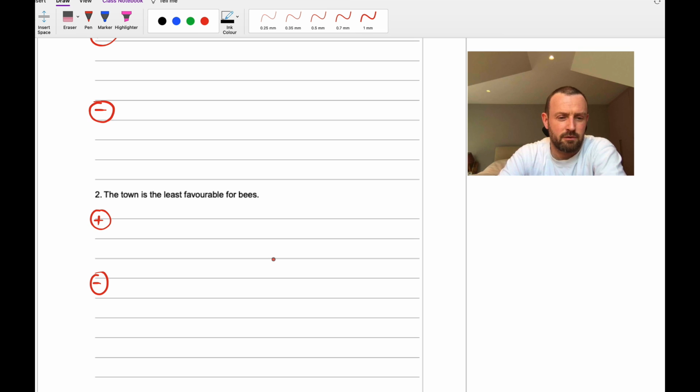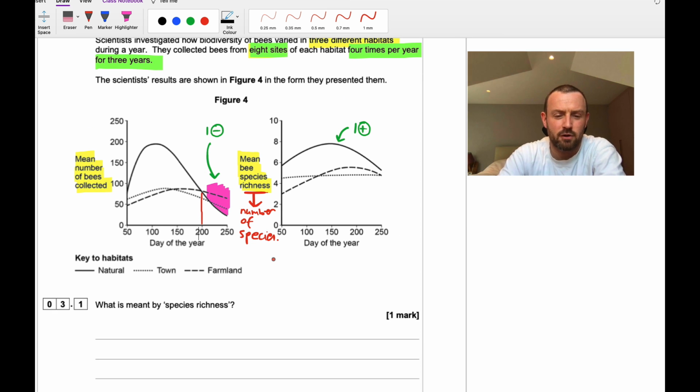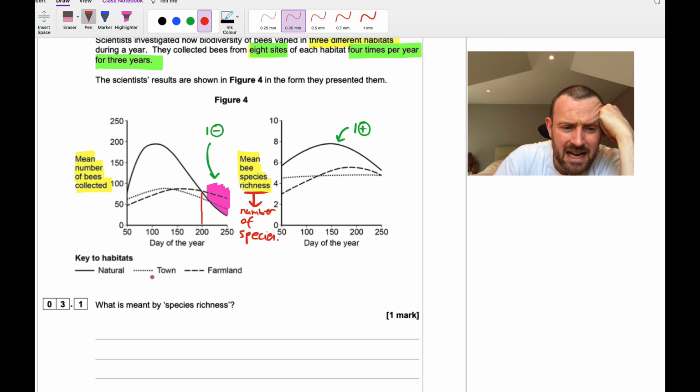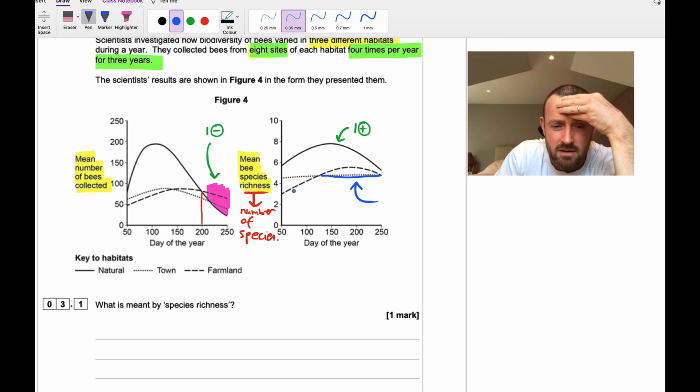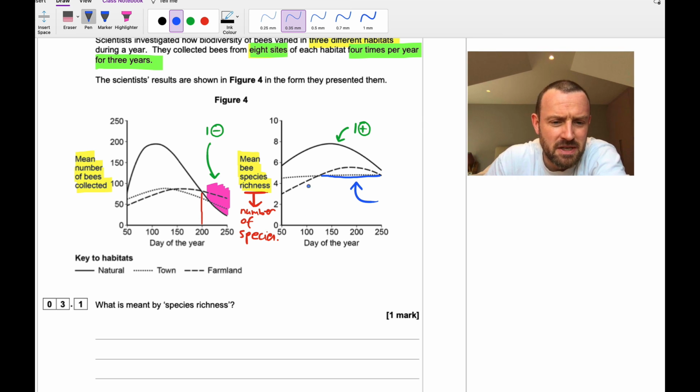The town is least favourable for the bees. Let's find some evidence. Okay, so evidence that says the town is least favourable. I'd probably pick this bit of the line here. So I'd say for over half of the year, the town has the lowest species richness. And if we wanted to be precise, we'd say after about day 130, so post day 130, the town has the least species richness.